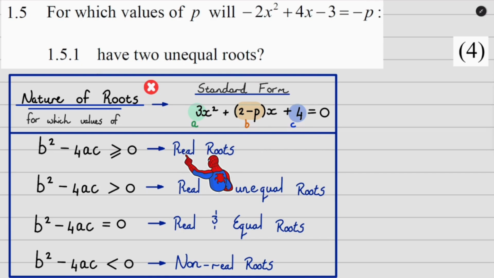So if I want real roots, I model it to be bigger than or equal to 0. If I want real and unequal roots, I model it to just be bigger than 0. And if I want real and equal roots, I make the discriminant equal 0. And if I want non-real roots, I make my discriminant less than 0. We are going to be heading down this path, the unequal roots. The question specified they want unequal roots. So let's get rid of the other equations.